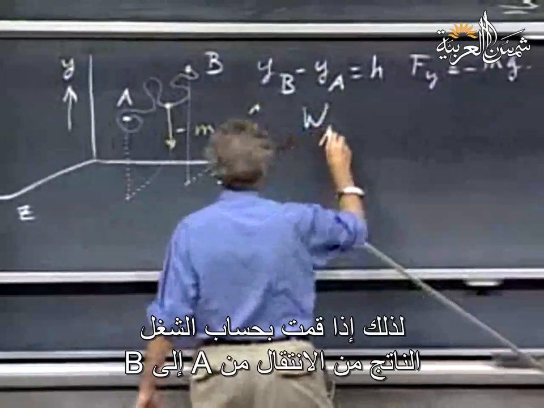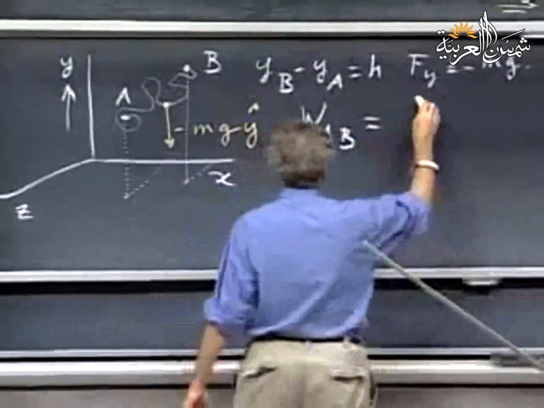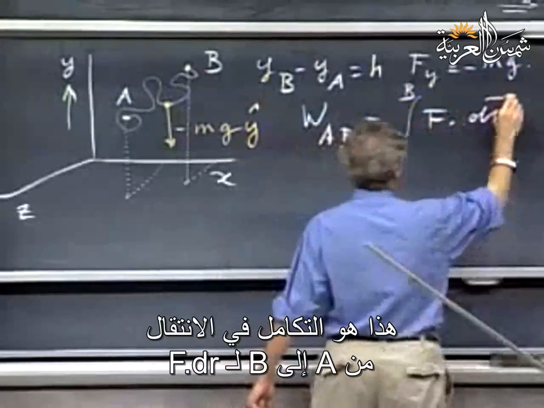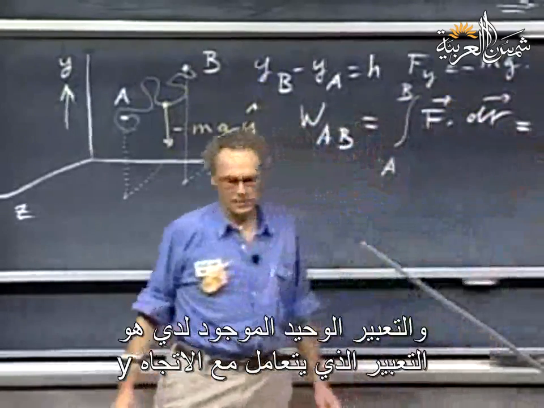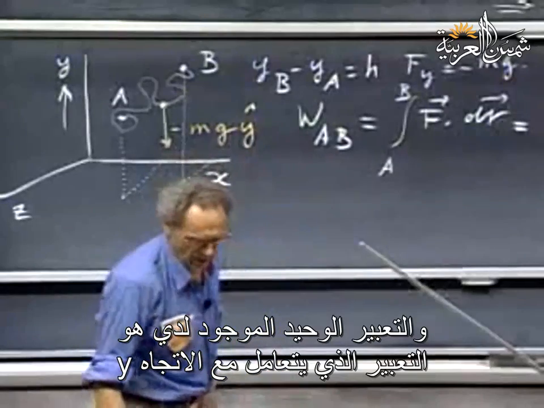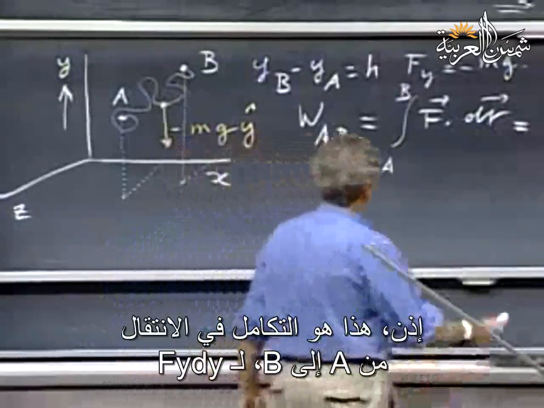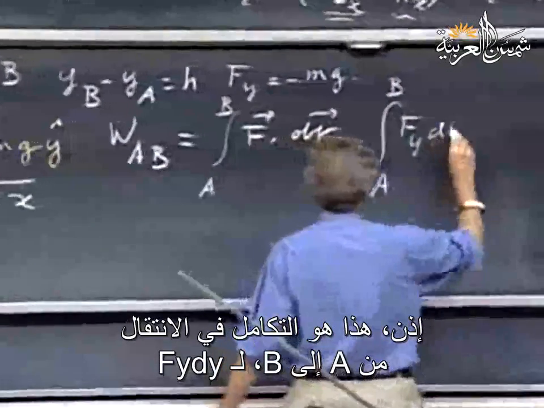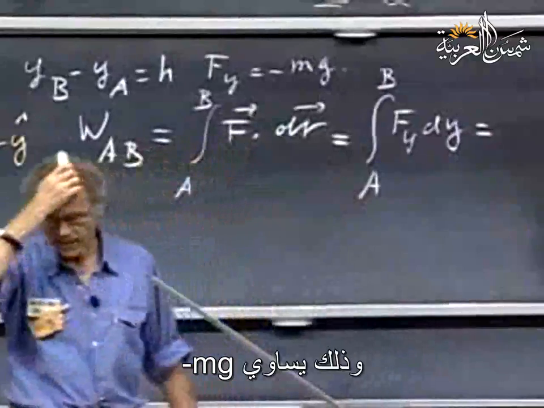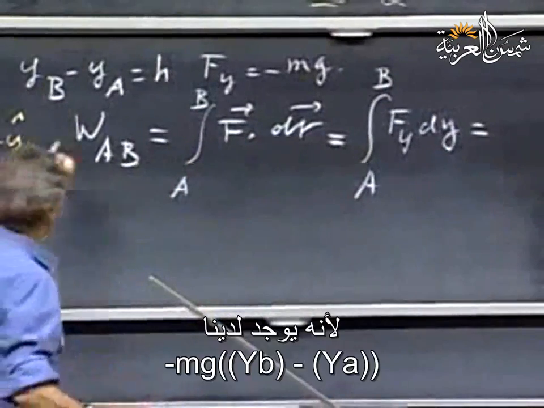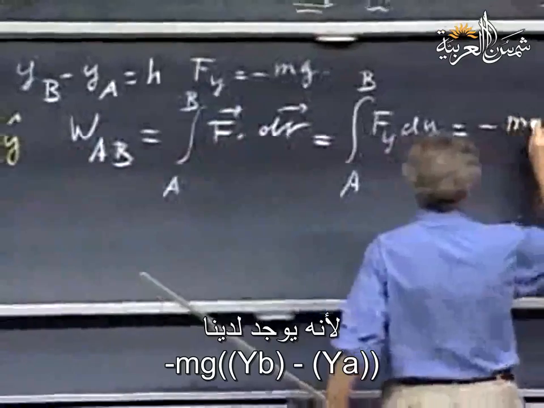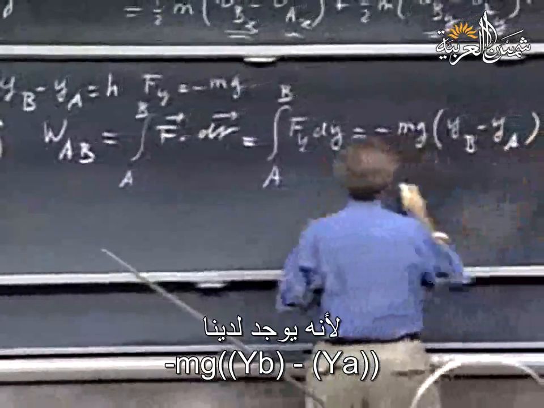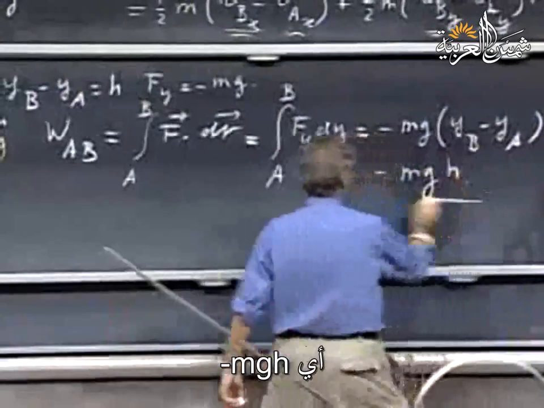And so if I calculate now the work in going from A to B, which is the integral from A to B of f dot dr, then the only term that I have is the one that deals with the y direction. The other terms have nothing in it. So it is the integral from A to B of fy dy. And that equals minus mg times y of B minus y of A, so that is minus mg times h.